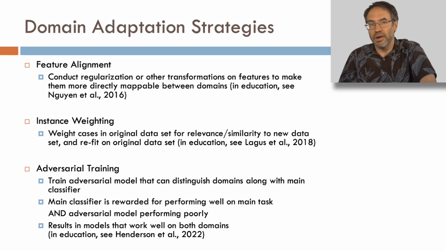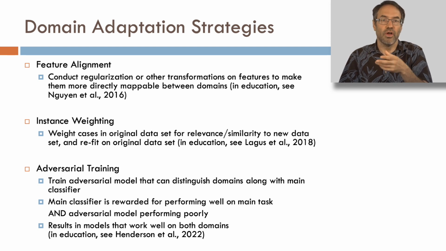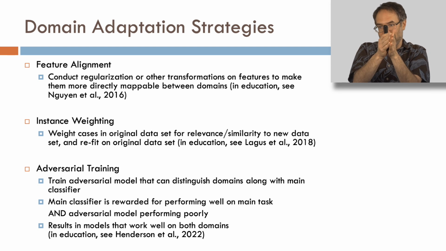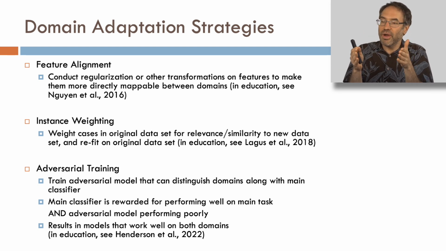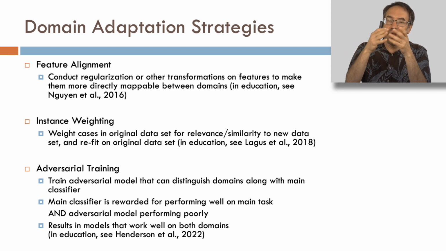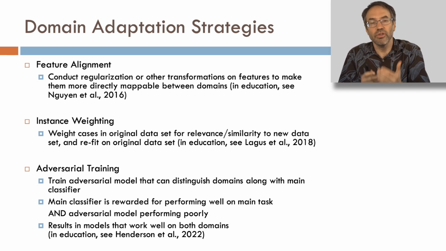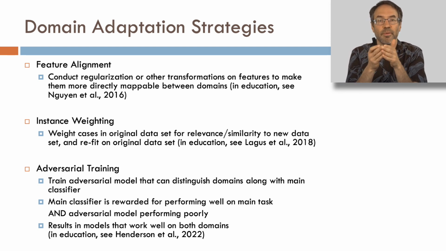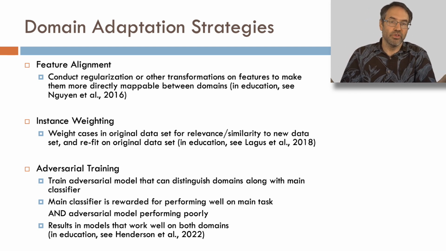Some of the domain adaptation strategies include, first of all, feature alignment, where we conduct regularization, so things like unitization or other ways of kind of casting a feature's values to a common scale. So we use regularization or other transformation on features to make them more directly mappable between domains. See, for example, Nguyen et al.